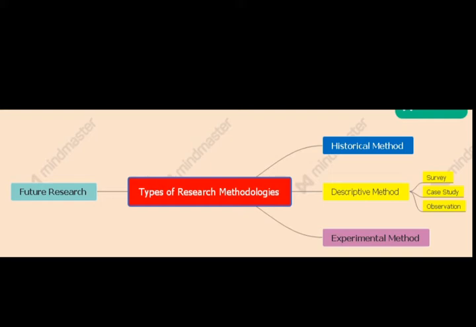Descriptive method of research can be conducted in various types. As we can see in the mind map, it can be conducted through survey technique, it can be conducted through case study, and through observation. Now let's go to the detail of each one of them.